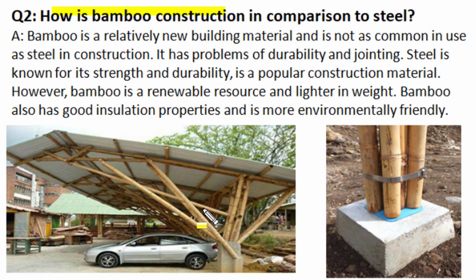However, bamboo is a renewable resource, quite light in weight and very strong in tensile and compressive forces. Bamboo also has good insulating properties and is quite environmentally friendly. So for sustainable development, bamboo will become a popular building material in future. But at present, there is no comparison between steel and bamboo, as steel is very common in use and bamboo is used only by environment conscious users.